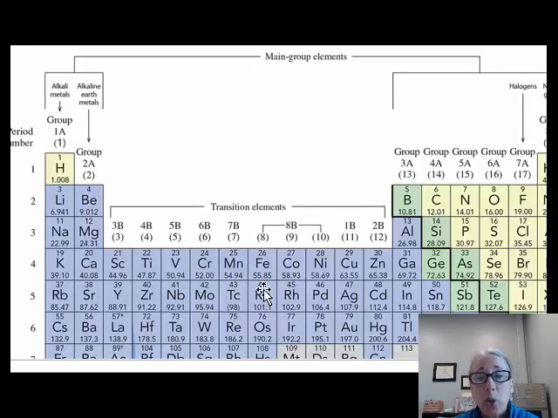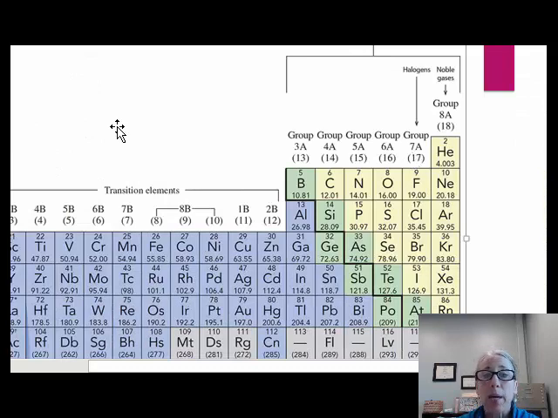You will be expected to know the common names of several families. Excluding hydrogen, the first column, 1A, is known as the alkali metals. Hydrogen is not a metal, and it is not a member of this family, even though it's in the same column. The second column, 2A, is known as the alkaline earth metals.